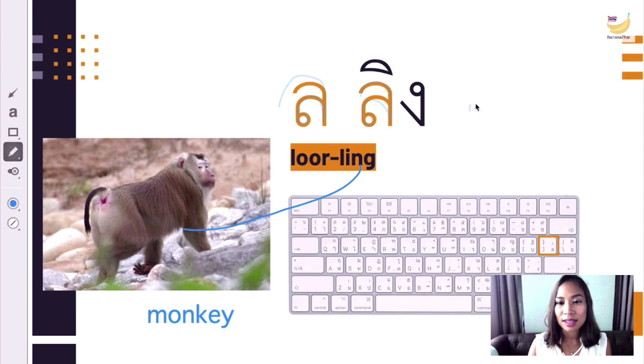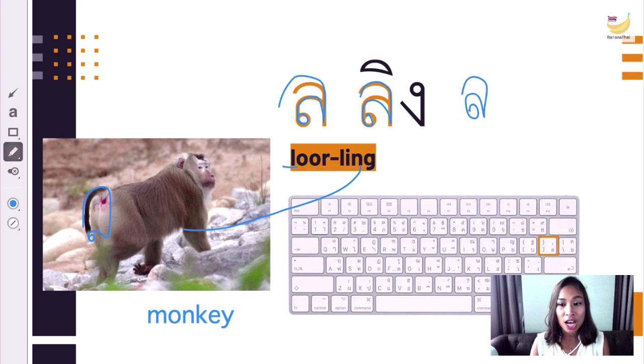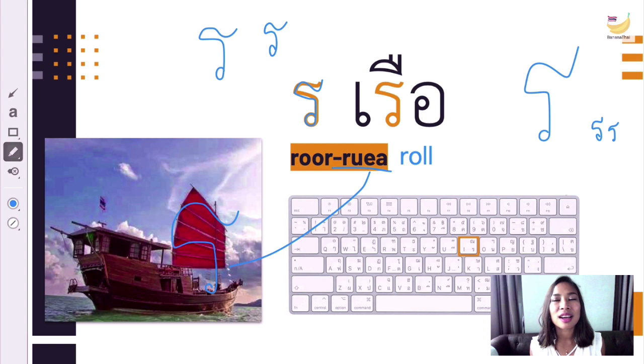Here. See? The tail goes down like this. Like this one now, with the tail going down, นะคะ. So, the L sound. It's different from รอเรือ, because with รอเรือ you have to roll your tongue, but with ลอลิง you don't have to roll your tongue. So for those who have a question like, what about I cannot roll my tongue?